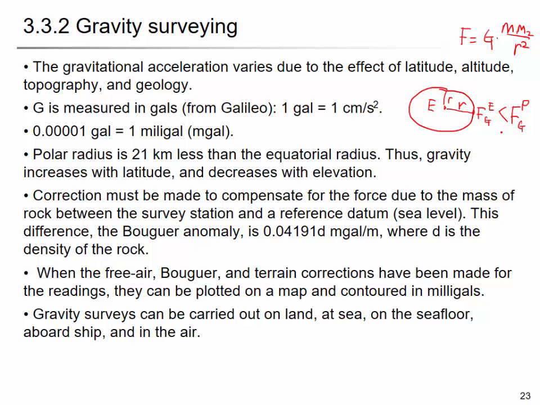Oh, I think I said that wrong. If you're in a mountain area, the distance will increase, so you actually have less gravity. So a correction must be made to compensate for the force due to the mass of rock between the survey station and the reference datum, which is the sea level. And these are the anomalies, and there are some equations that can be used for the correction. And you can also do free air.